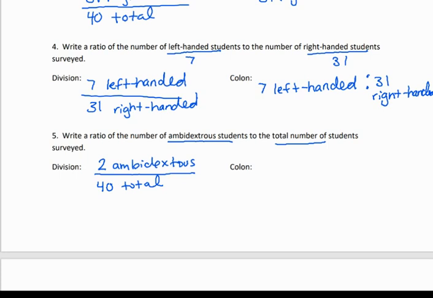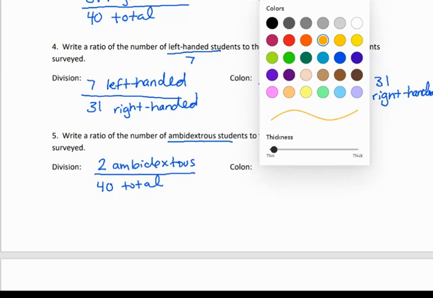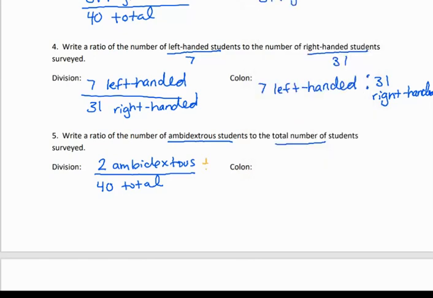Simplify it. Yes, Jocelyn, good. What number can go into both of these numbers, 2 and 40? 2. I could divide, okay, I'm just going to use a different color. If you left your answer as blue, it's totally fine. But I could divide both of these numbers by 2.